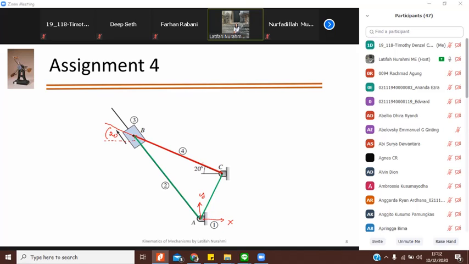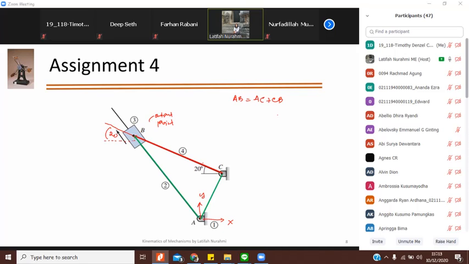So what is the output? The output is at point B. This is my output point. So I can draw the vector AB is equal to AC plus CB. That's it, only 3. This is simple.